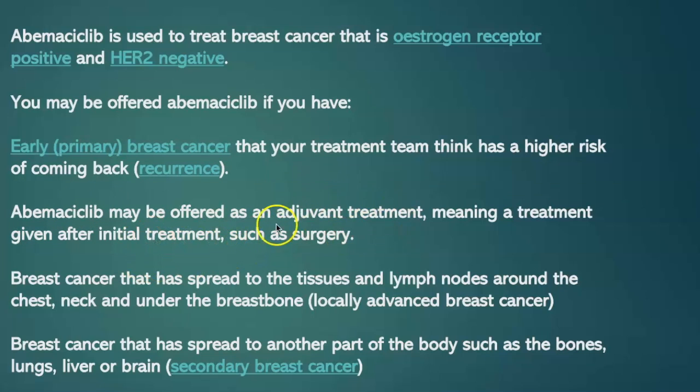It can be used as adjuvant, meaning it's along with other treatments such as surgery. It's used for breast cancer that has spread to the tissues and lymph nodes around the chest and neck and under the breastbone. So this is definitely used in the case of an invasive spreading cancer. It's also used for breast cancers that have spread to other tissues and organs in the body.